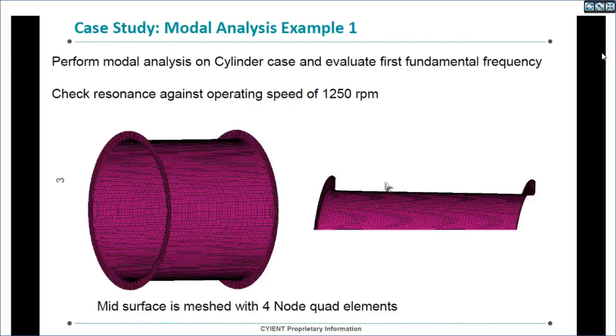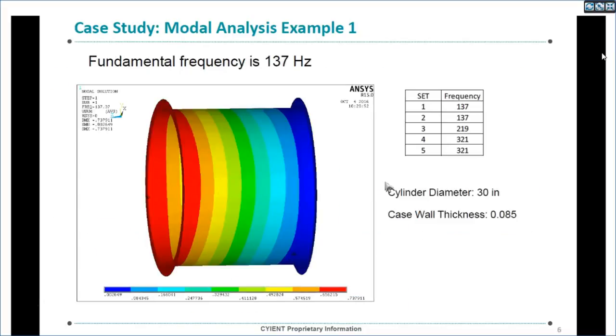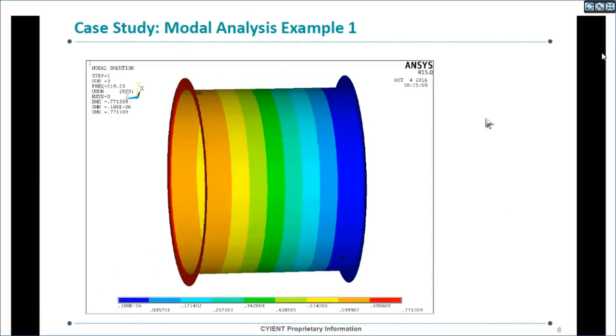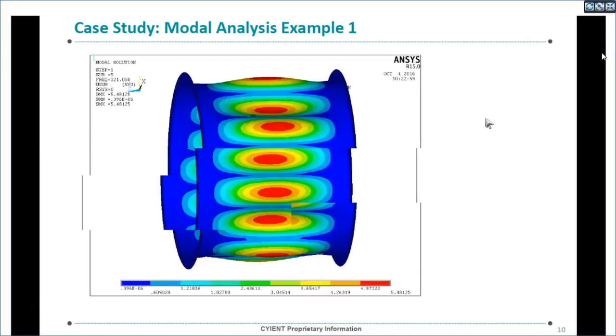We need to see a 20% margin. So on the first fundamental frequency it should be 20% above this 131 Hz. 131 plus 20% should be 157. But we are at 137. So the current geometry has a fundamental frequency of 137, but our requirement is 157 to have a 20% margin. Then it requires a redesign.